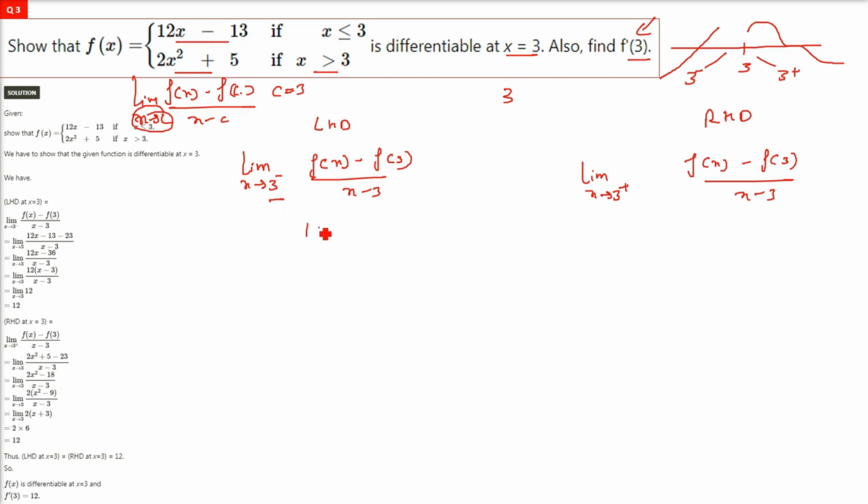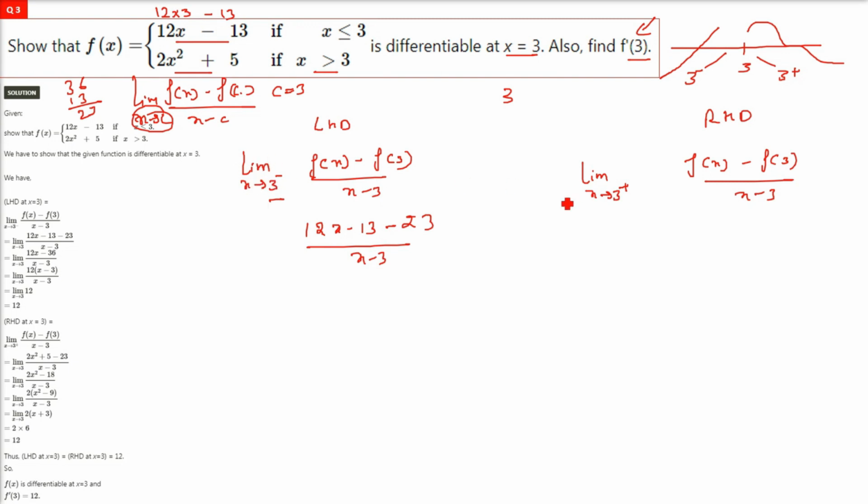The f(x) when x is less than 3 is 12x minus 13, and f(3) is what? Just see, x is less than or equal to 3. So you have to use this function in both left hand derivative and right hand derivative. So 12 into 3, just put x as 3, 12 into 3 minus 13. So 36 minus 13, it is going to be 23. Just replace f(3) by 23. X minus 3, so just you can keep it like that.